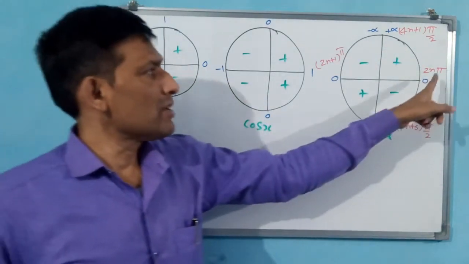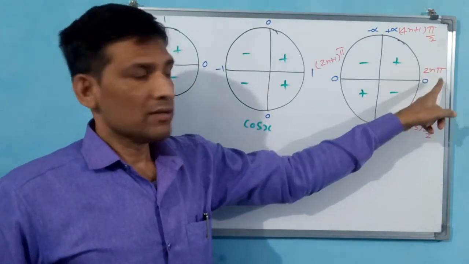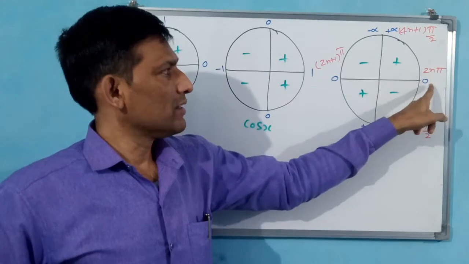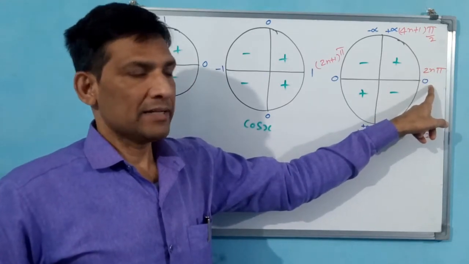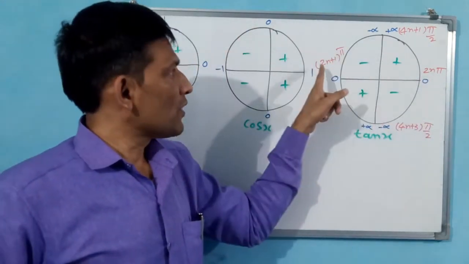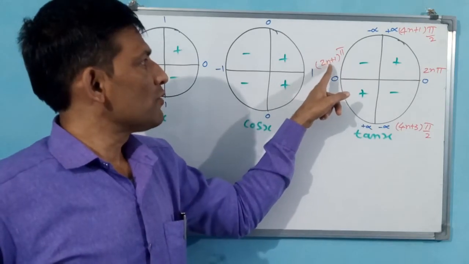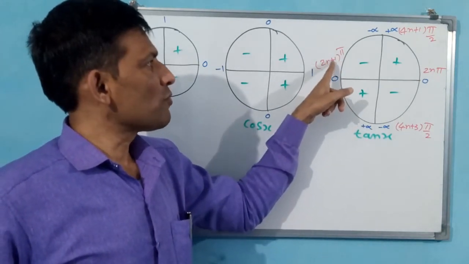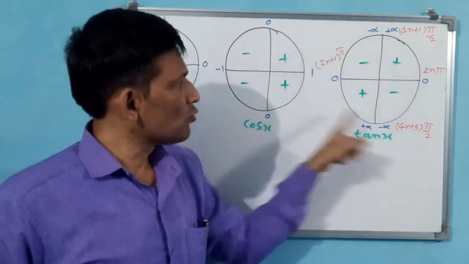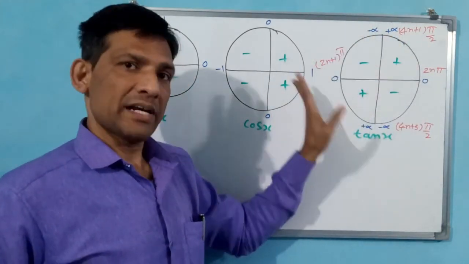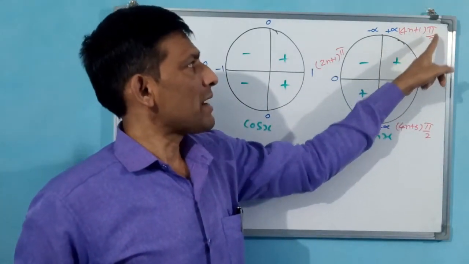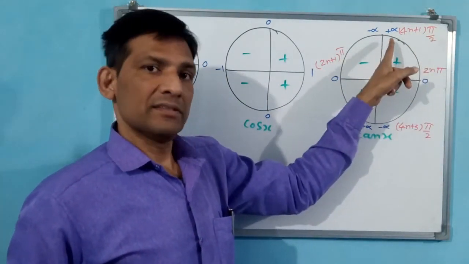You see, 2n pi means if you give 0, 0 pi. If you give 1, 2 pi. 2 pi is 360 degree. Correct. Same, you come here. If you give 0, 1 pi, 180 degree. If you give 1, 2 plus 1, 3 pi. That means 2 pi has completed, then 3 pi. Correct. Here also, if you see, if you give 0, 1 pi by 2, 90 degrees.